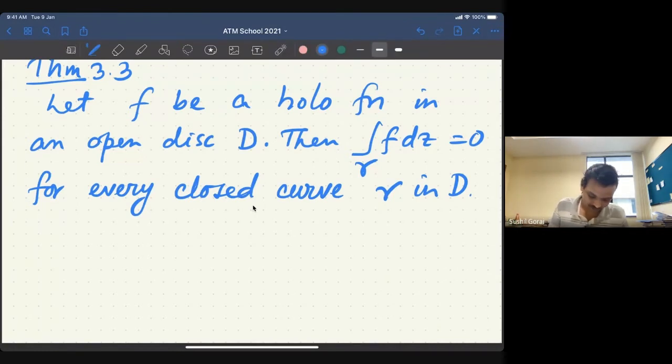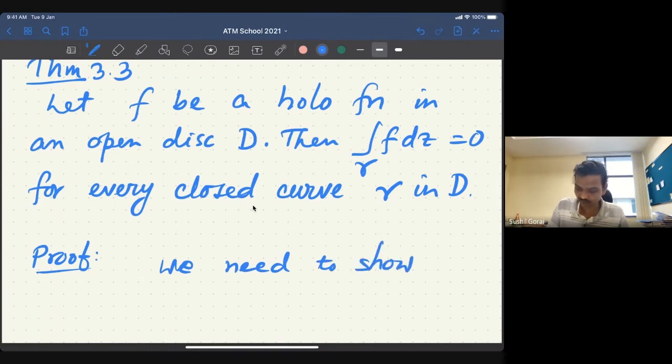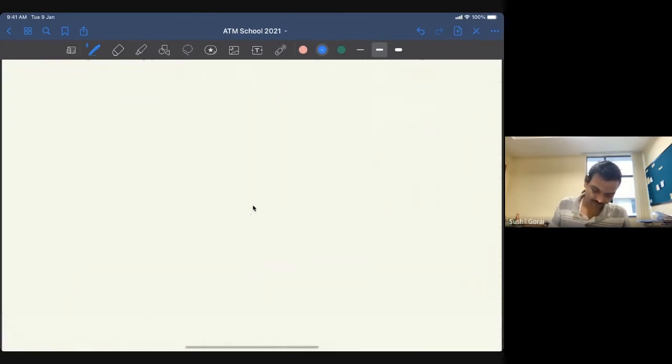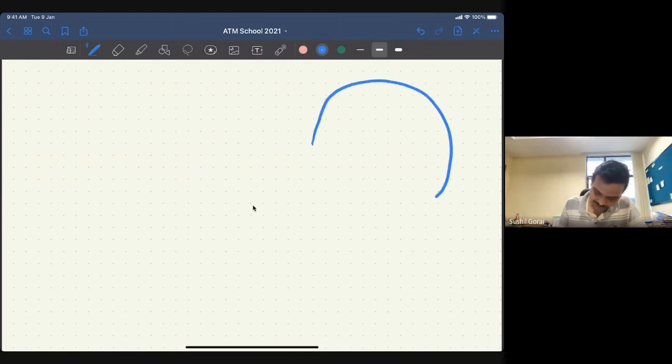So, proof: we need to show there exists a primitive of f on D. This is what is required. Now how do you prove such a thing? Well, let's draw. A picture is good.